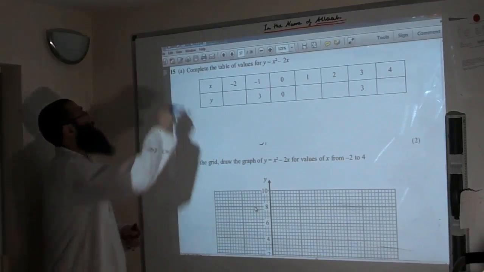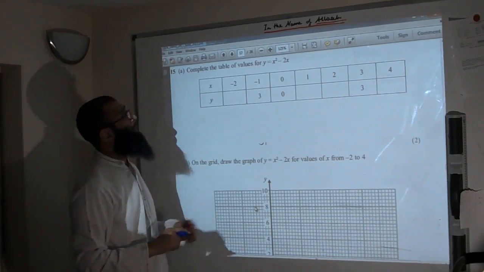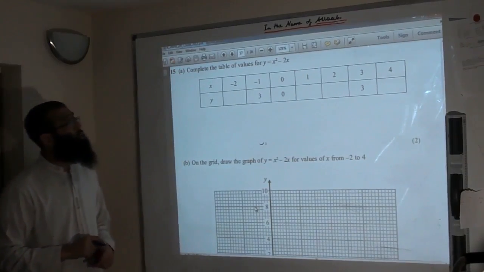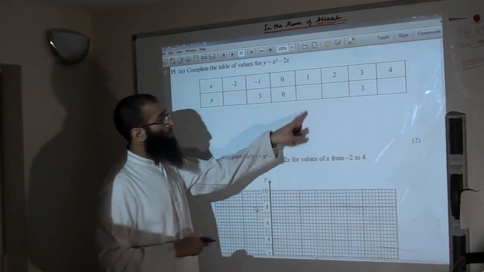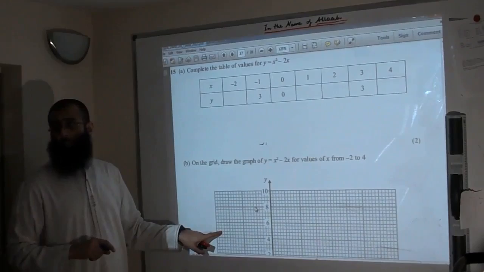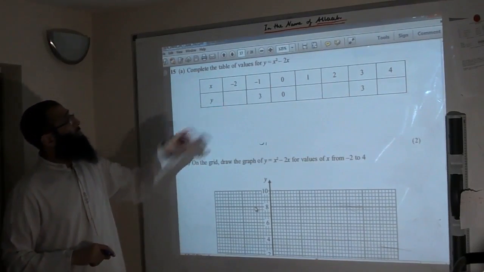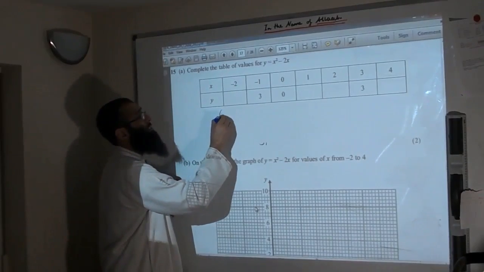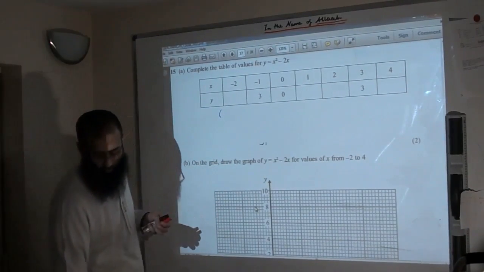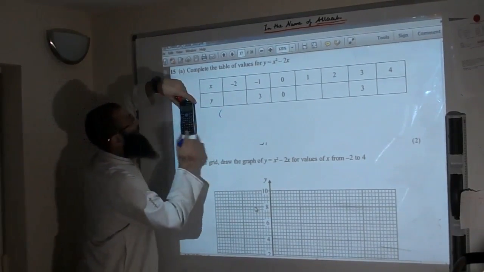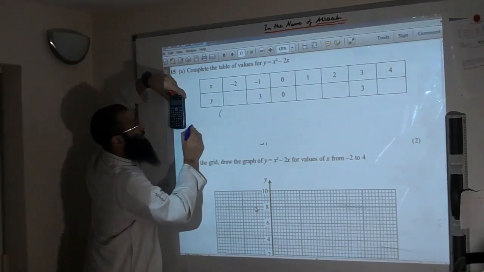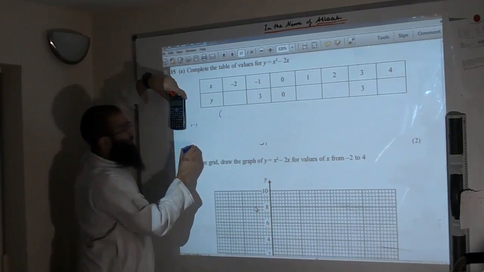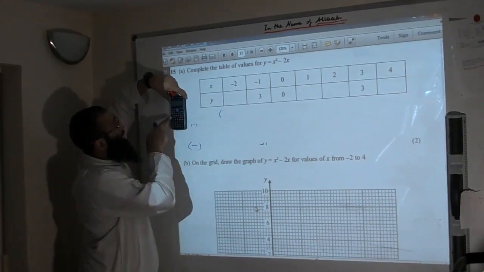Okay. Question number 15a. Complete the table of values for y is equal to x squared minus 2x. Here's our table of values, and then we'll be drawing the quadratic graph in a bit. Oh, good. So let's do the table. Now, minus 2 squared, if you put it in the calculator, use the brackets, and then you have a little button on your calculator, which is the little minus one. It looks like this on your calculator, which is up here.